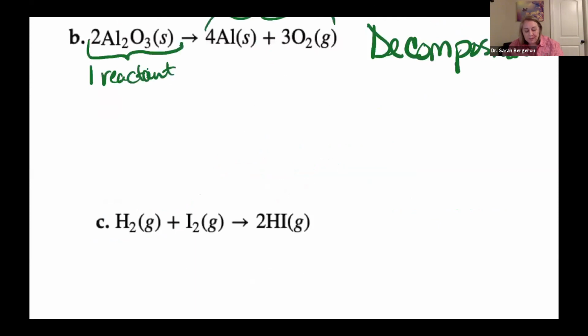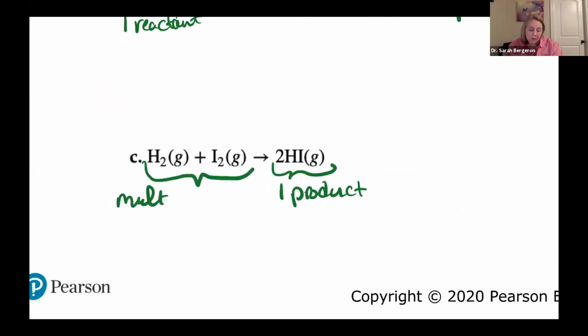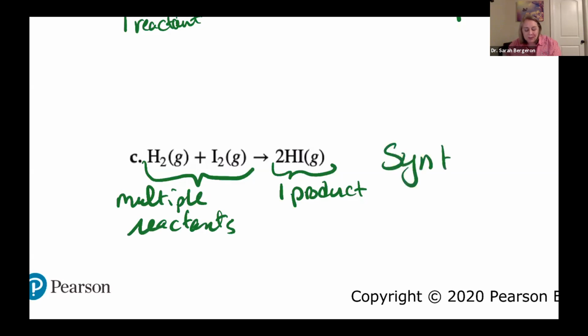Okay. Now H2 plus I2 goes to HI. Oh, here's different. I have one product, and here I have multiple reactants. So I'm going from little pieces to something whole, so I'm basically building something. So this is going to be synthesis.